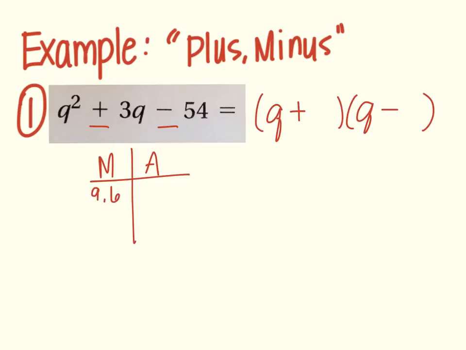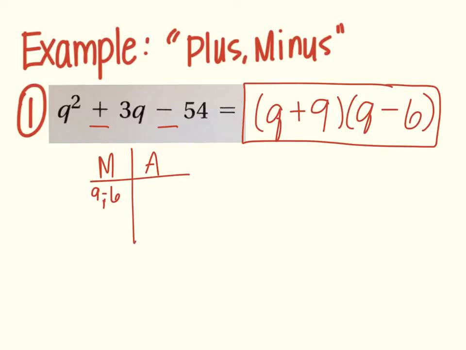But remember, one has to be positive and one has to be negative. So since the middle number is positive, the bigger number is going to be positive, which means it would be 9 and negative 6. And if you add 9 and negative 6, you get 3. 9 minus 6 is 3. So this is going to be your factored form.